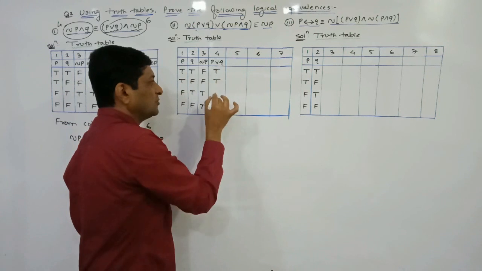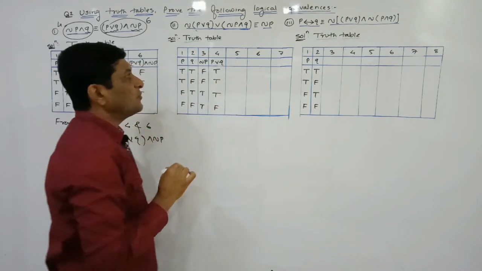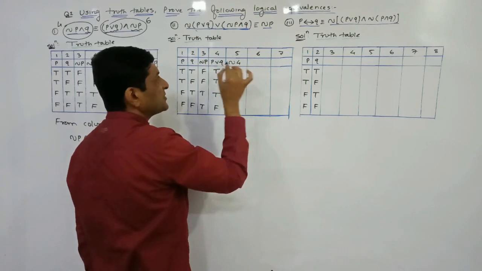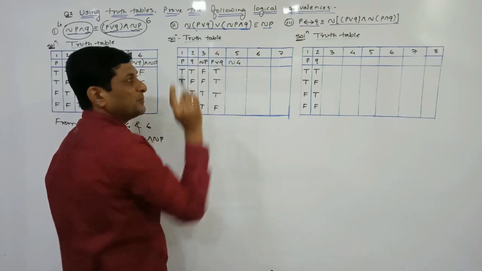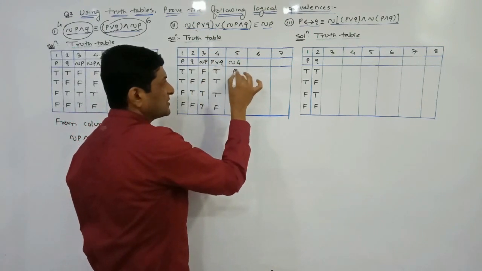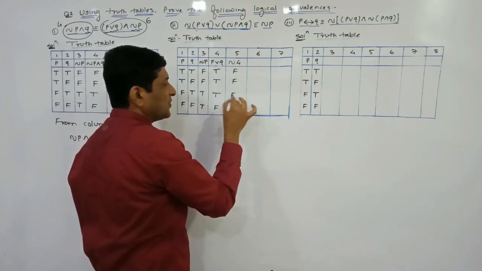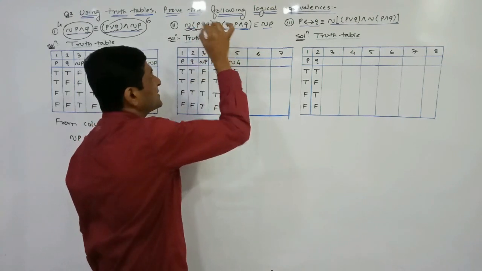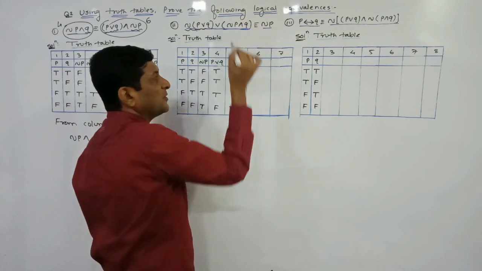So true, true, true, false. Now we are finding the negation of this statement, means negation of column 4. Column 4 means what? P or Q. So let us try to find out its negation. Negation of true is false, false, false, and negation of false is what? True.